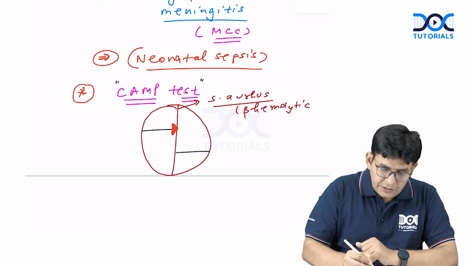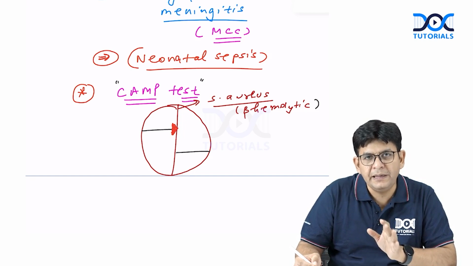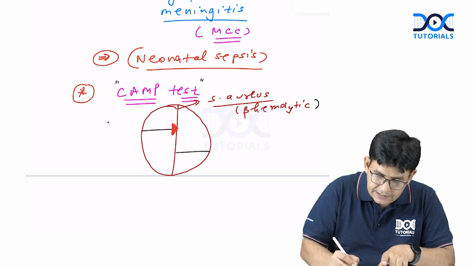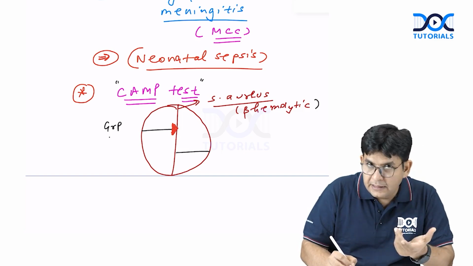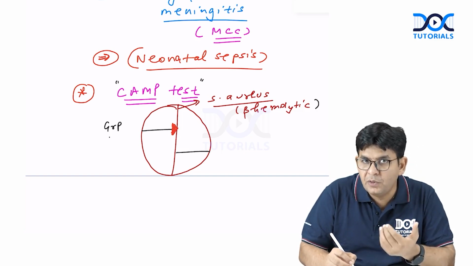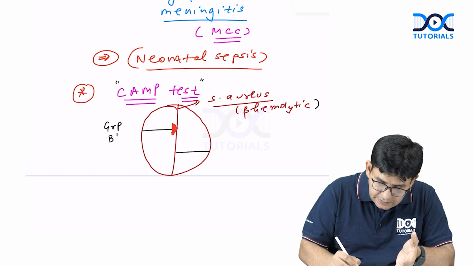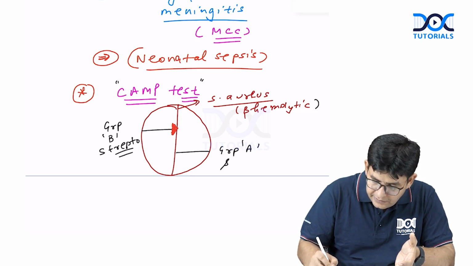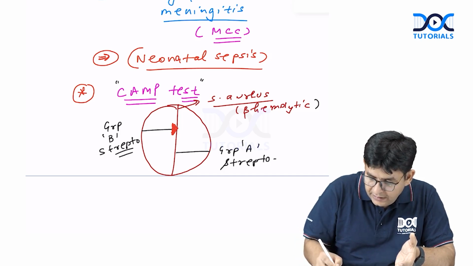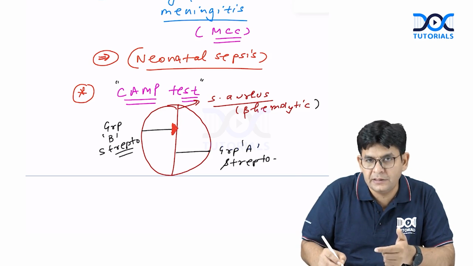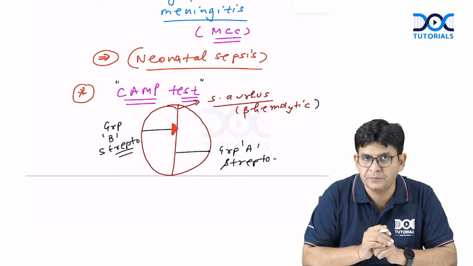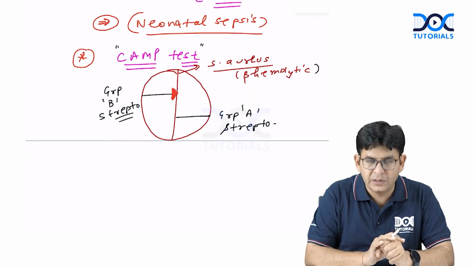So basically, Staph aureus is beta hemolytic. And this first streak, is it group A strepto or group B strepto? This one is group B strepto. Whereas this one is group A strepto, because when this streak mixes up with the streak of Staph aureus, there is no enhancement in the zone of beta hemolysis. Let me make you understand what is happening here.